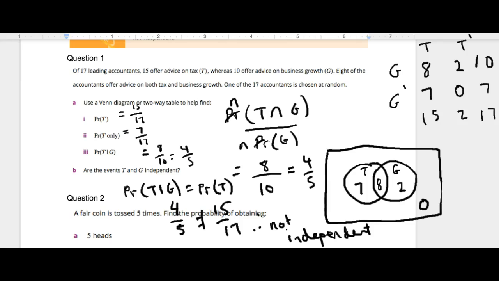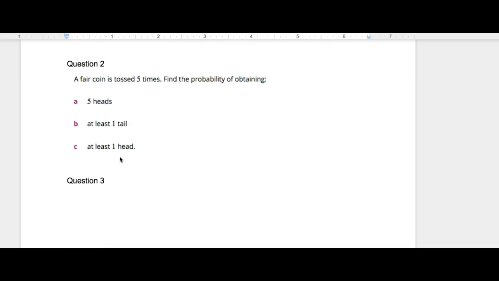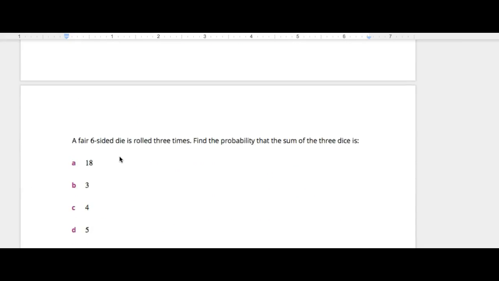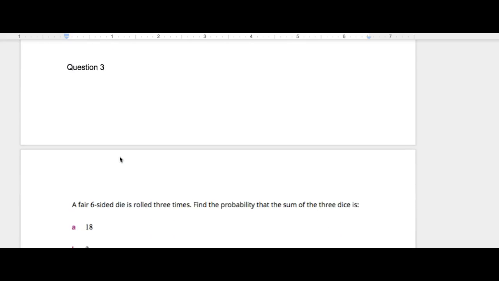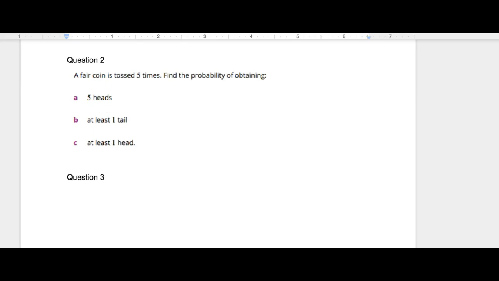Okay, let's move on. Question 2. The reason question 2 is here, and I think also question 3, is that they are just examples of independent events. As I said before, tossing a coin and getting a head or a tail is always independent of what you did beforehand. The coin doesn't magically say, oh, you just did a tail, I'm going to give you a head now. It's completely random and it's going to be 0.5 every time.